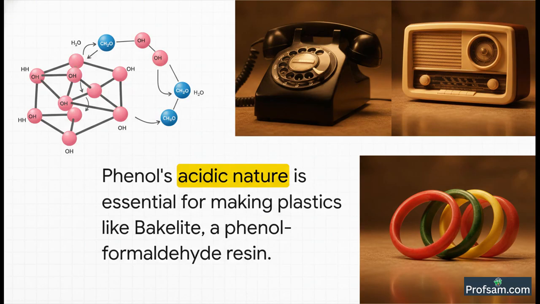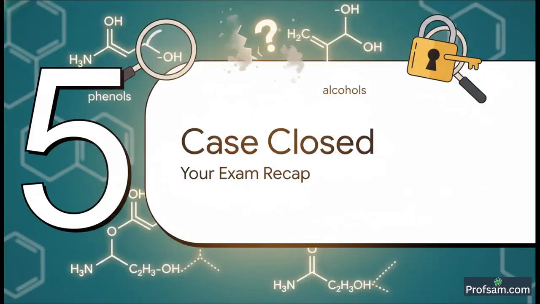For instance, have you heard of Bakelite? It was one of the very first plastics ever made. It's made from phenol and formaldehyde. And the only reason that reaction works, the reason you can make the strong polymer, is because of phenol's unique acidic character. You simply could not make Bakelite using an alcohol. It just wouldn't work. And there you have it. Case closed. We have solved the mystery of the OH group.